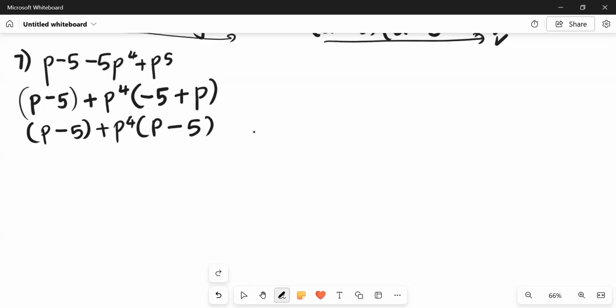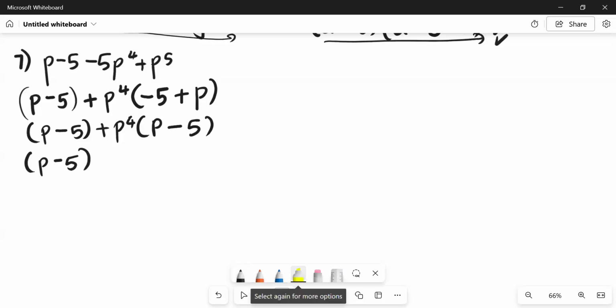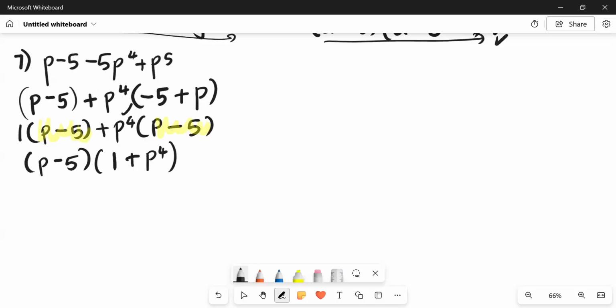Now we can just take out the common factor of p minus 5. Take out the common factor of p minus 5. Cancelled, you're left with what? 1. So here's our 1 there. Cancel p minus 5 again, you're left with what? P to the power 4. That's plus p to the power 4. And then it's fully factorized.